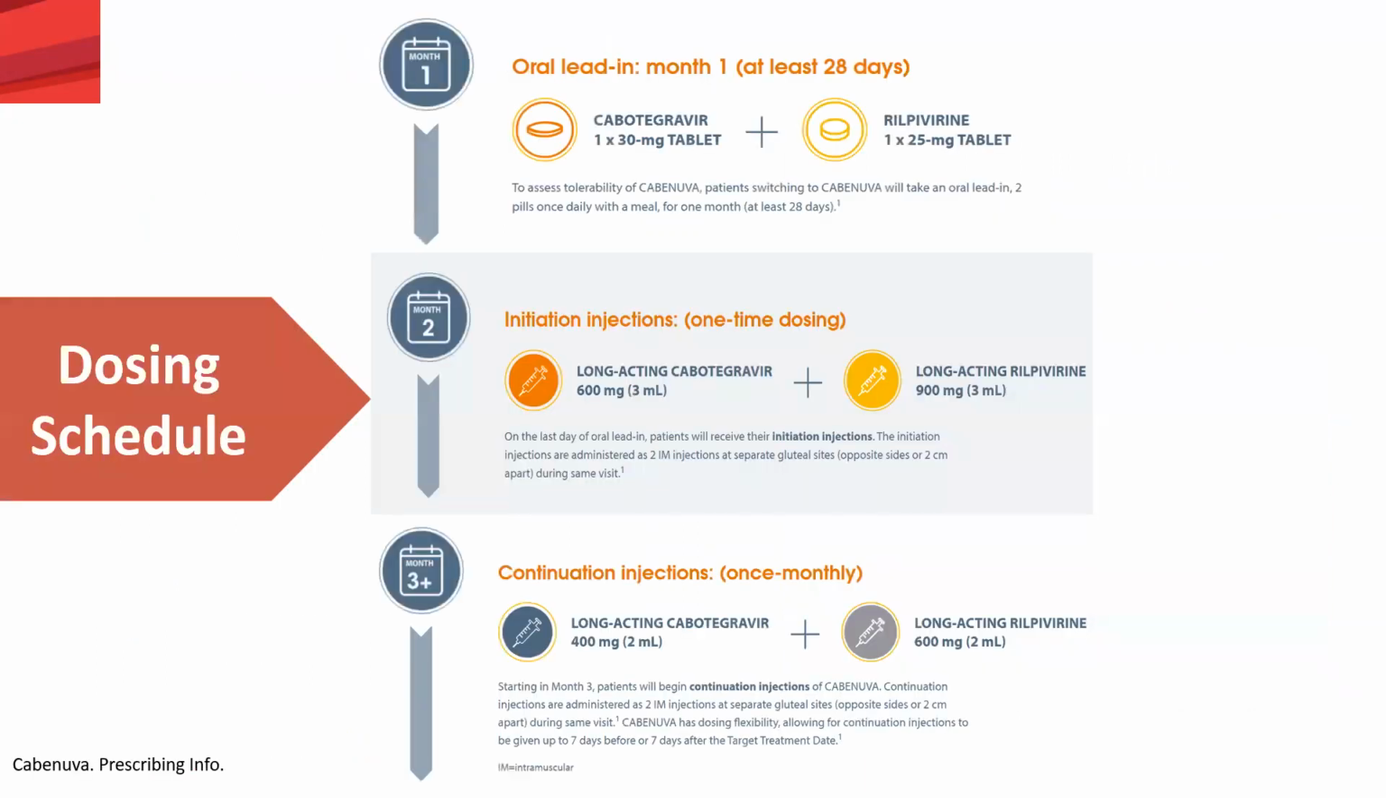The dosing schedule with Cabenuva is as follows. All patients will need that oral lead-in phase that we saw in the FLAIR and ATLAS trial. So it'll be 1 tablet of cabotegravir and 1 of the rilpivirine, again, to assess tolerability and safety. If that can be confirmed, then patients can transition into that long-acting injection, again, with the one-time higher doses for the first month, and then followed by those lower doses with the continuation injections.